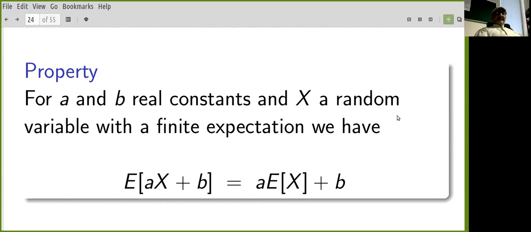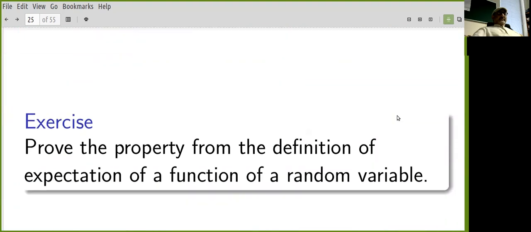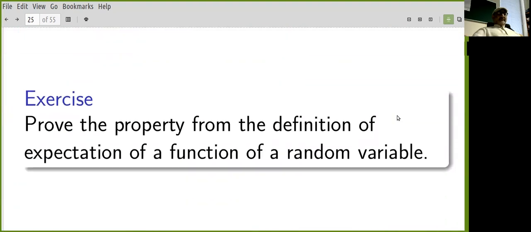Well, using the properties of PMFs and PDFs, and the properties of sums and integrals, you should be able to show this for yourself from the definition of the expectation: that the expectation of ax plus b is a times the expectation of x plus b. So if you already knew the expectation of x, you wouldn't have to redo all the calculations from scratch for ax plus b. You could just use this property. As an exercise, you should prove this from the definition of expectation and the properties of PMFs and PDFs.